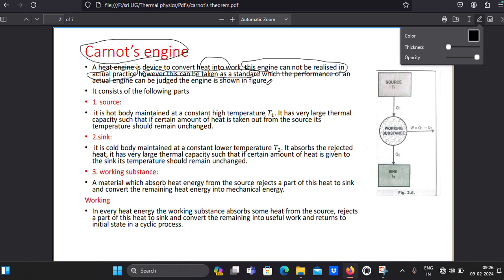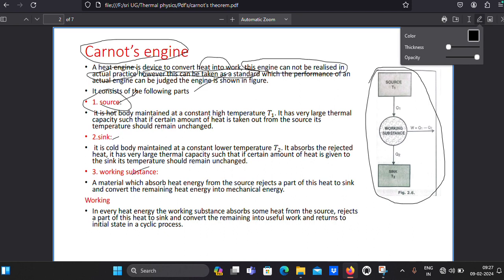The engine is shown in the figure. Like this only a heat engine can work, and it has certain parts. So what are the parts it has? Let me explain. It consists of the following parts: source, sink, and working substance.